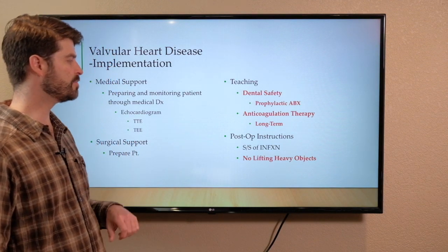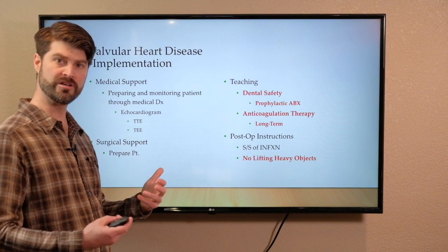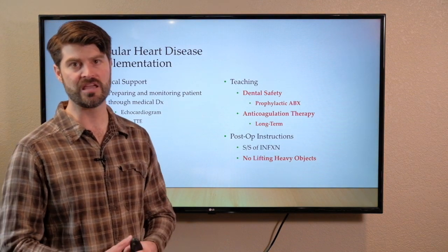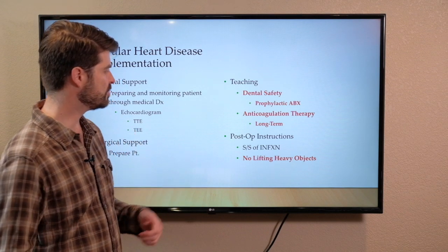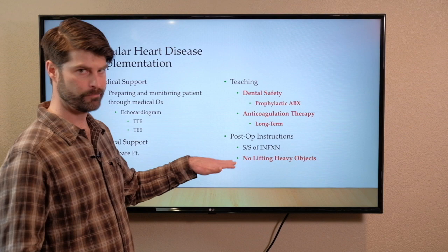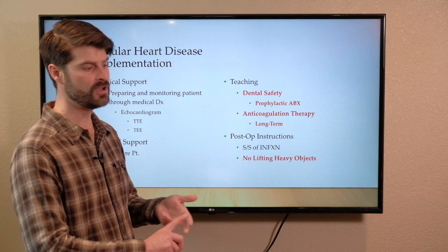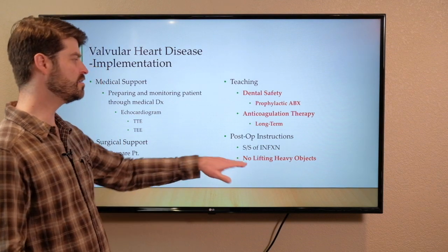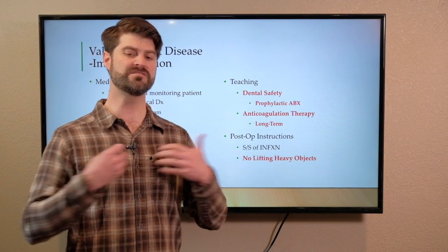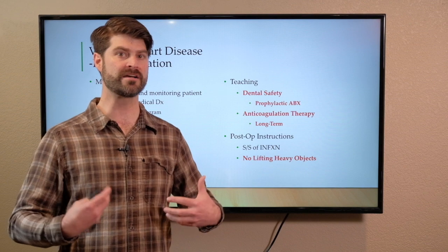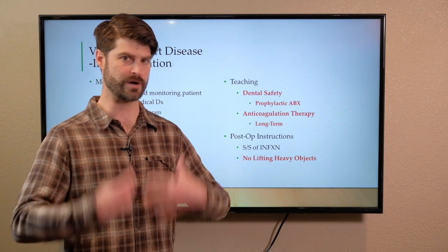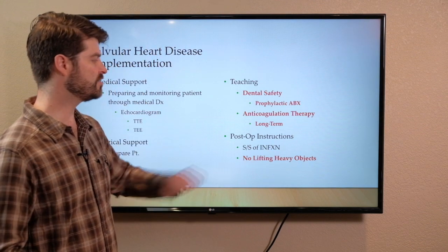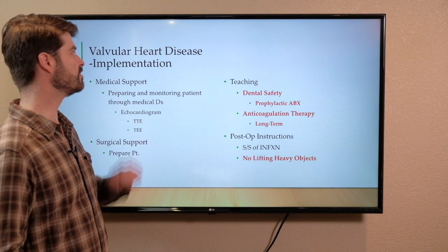And then post-op instructions, if they have the full valve replacement, so they've had surgery. Signs and symptoms of infection, that's always something we want to teach anybody who has any kind of impaired tissue integrity or impaired skin integrity while they're seeking care: if they have signs and symptoms of infection, what should they look for and what should they do about it? When should they come back to the clinic to be looked at? When should they go to the emergency room? And then no lifting heavy objects. Because this is going to compromise the thorax, we don't want patients lifting things and increasing their intrathoracic or intra-abdominal pressure, because that can help to rupture that wound. So no lifting heavy objects for a period of weeks after any of these surgical interventions.